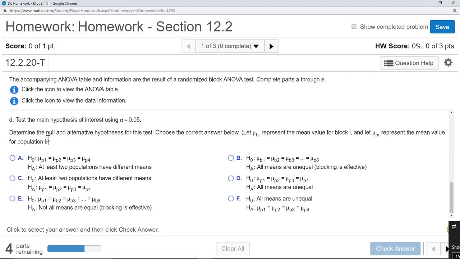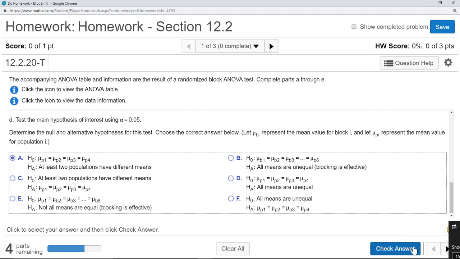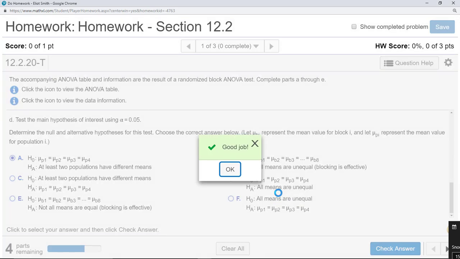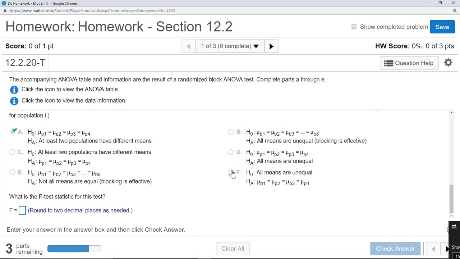Test the main hypothesis using alpha equals 0.05. All right, determine the null and alternative hypotheses. All right, so we have 4 populations. So we're looking for mu of P1 equals mu of P2 equals mu of P3 equals mu of P4. And the only place that's in the alternative in all of these is my choice A. So there we go with that.